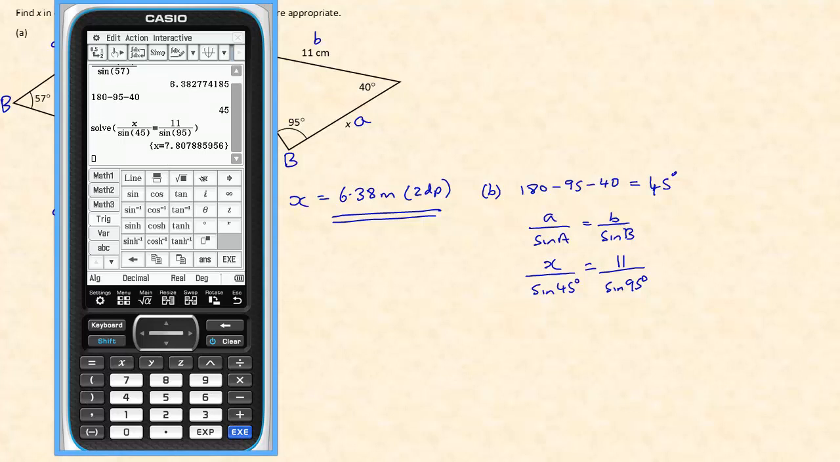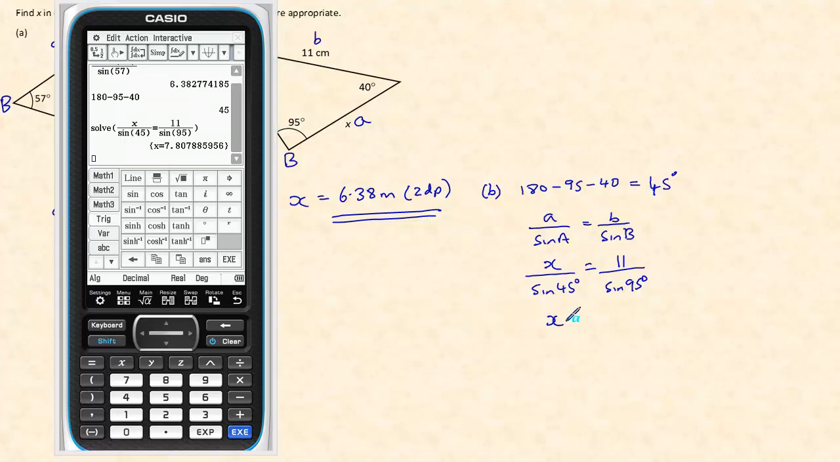So that gives us 7.81. The unit here will be centimeters, and that's to 2 decimal places.